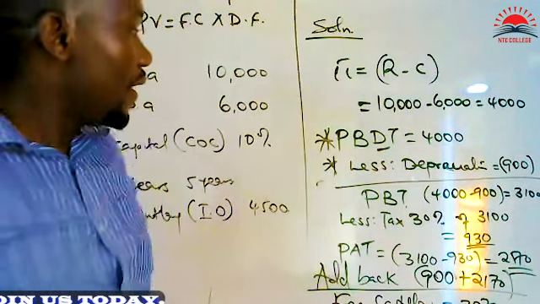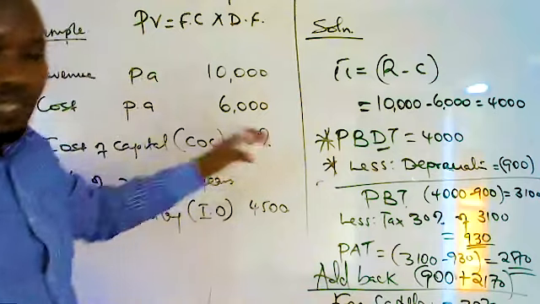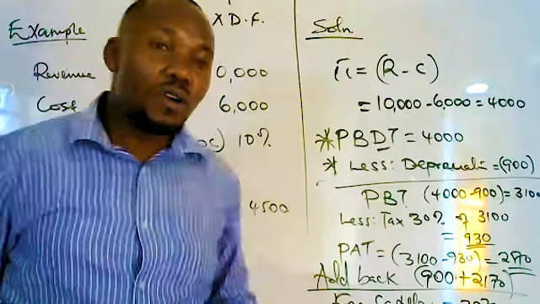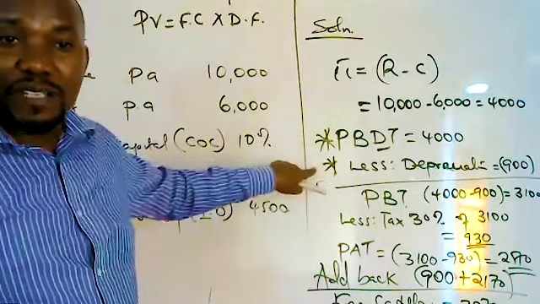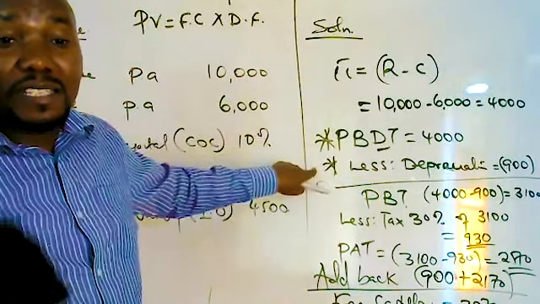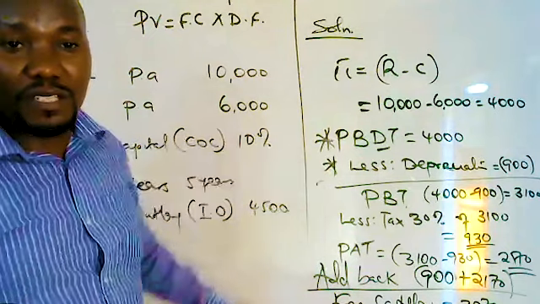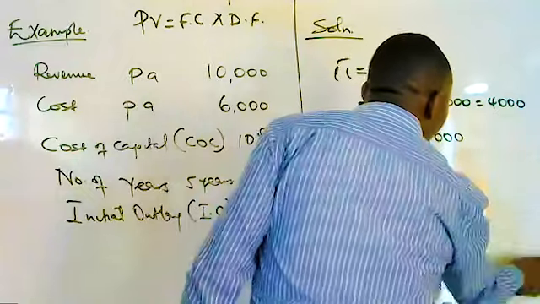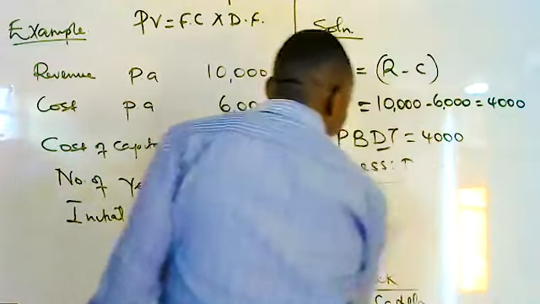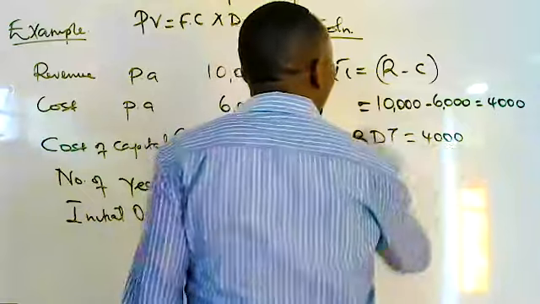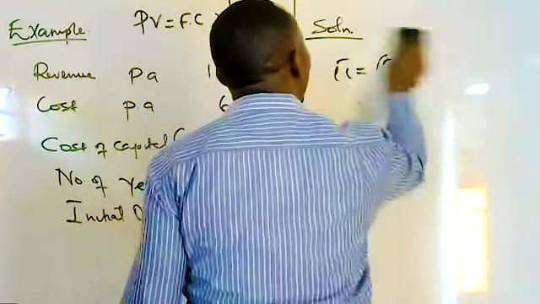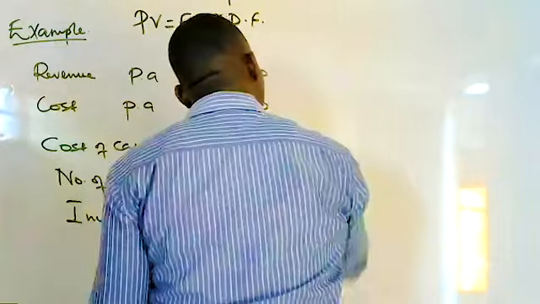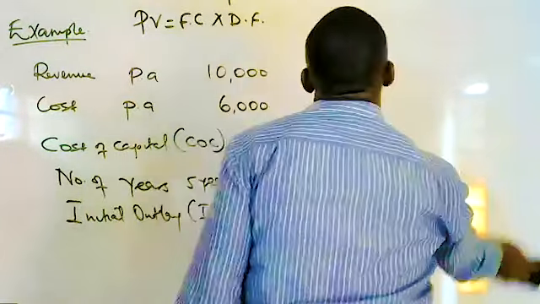Are we together? So in this case, we don't have depreciation and we don't have tax in this particular example. So we are taking this as our free cash flow. They didn't even tell us that they are setting aside some money for future expansion. So the 4,000 is now our free cash flow because there is no depreciation and there is no tax. Depreciation is irrelevant if there is no tax. It is not making sense when there is no tax because it does not help you anywhere.